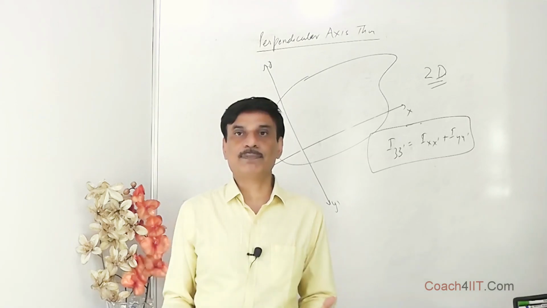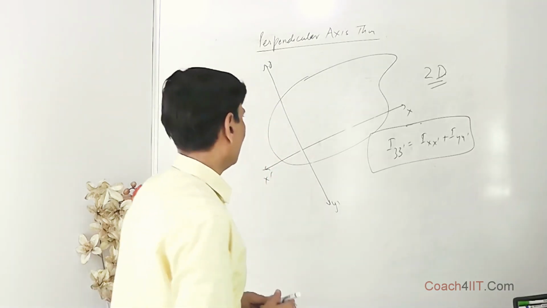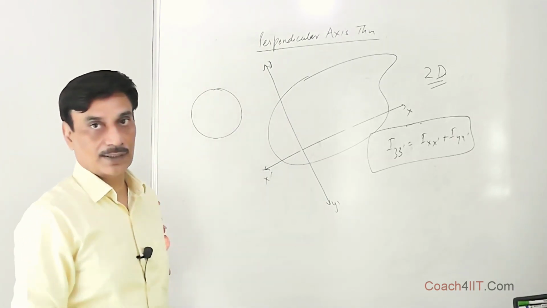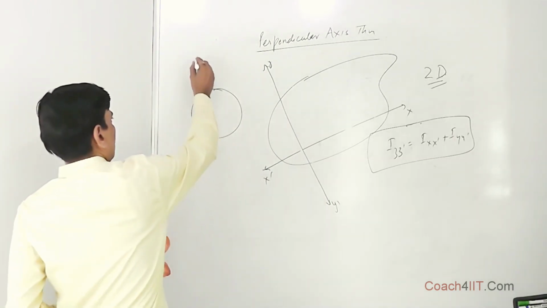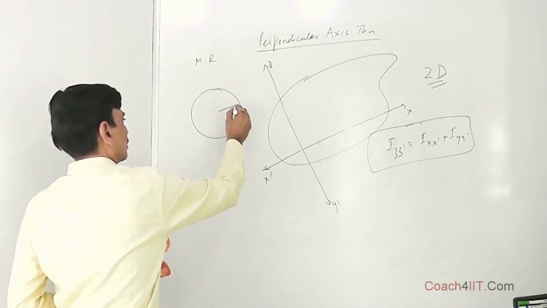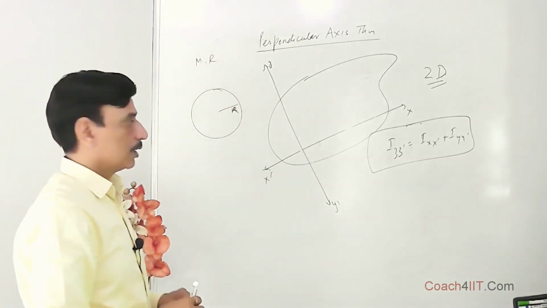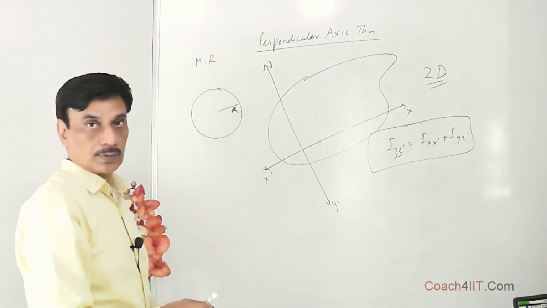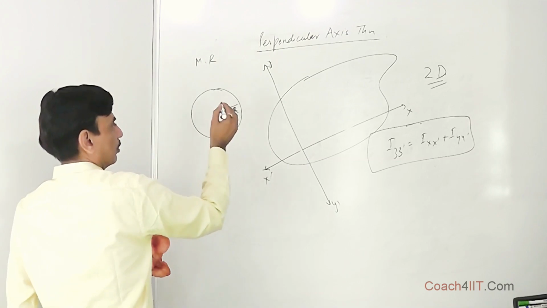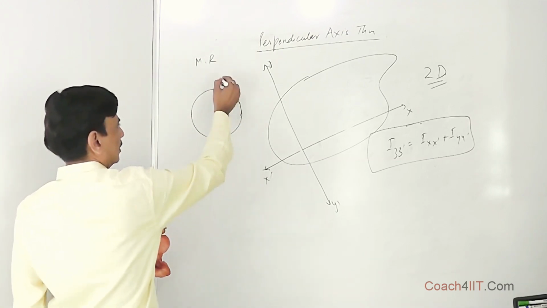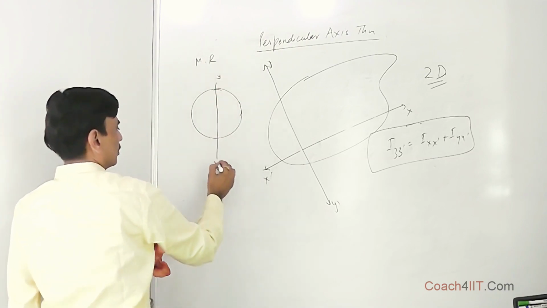Now how are we going to apply the perpendicular axis theorem? Over here, let's say this is a disk. This is a disk of mass m, radius r. We have found that the moment of inertia of this disk about this axis is m r square by 2. But someone says, what is the moment of inertia along this diameter? That is I y dash. What is that?